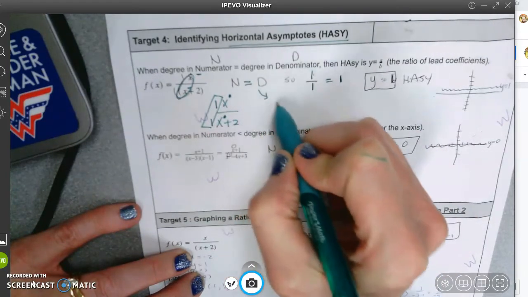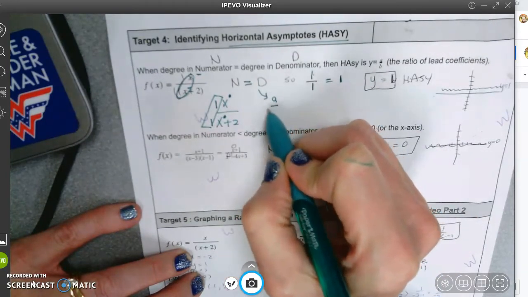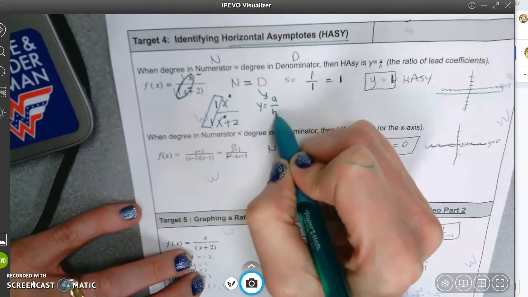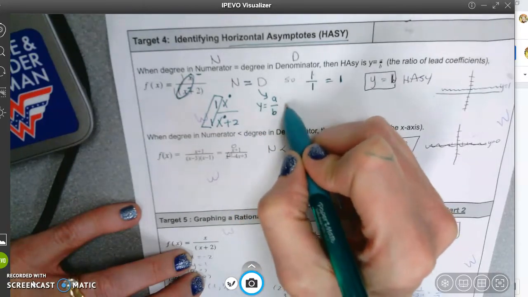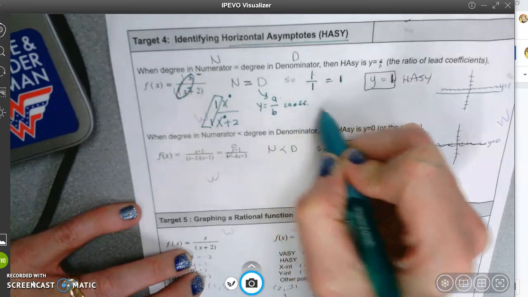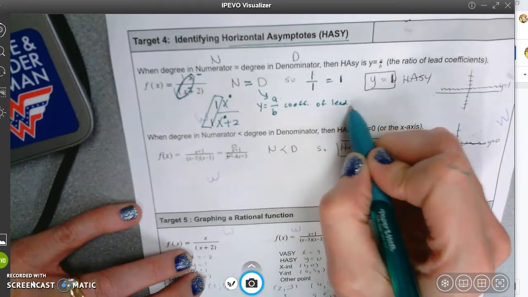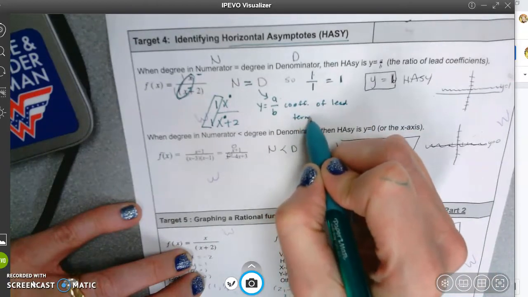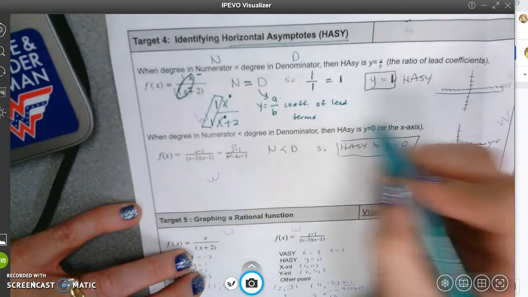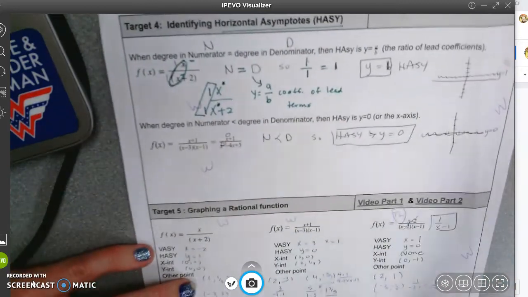So this rule says I'm going to put y equals a over b, and those a's and b's are the coefficients, meaning the numbers in front of your lead terms in your numerator and denominator. Okay? Now, look at this one.